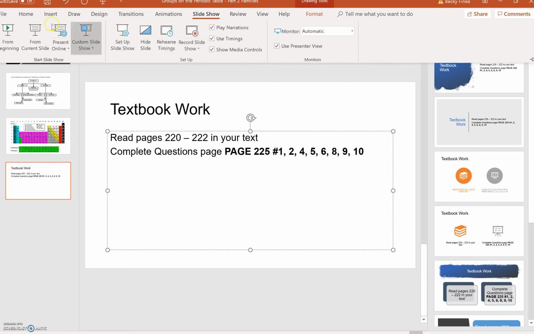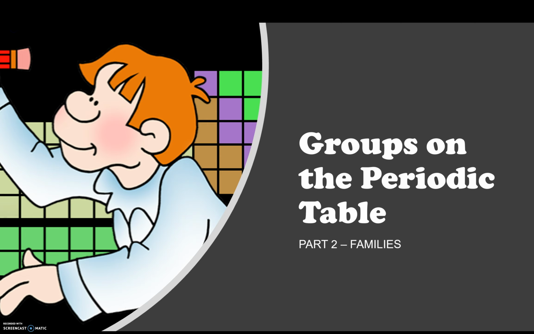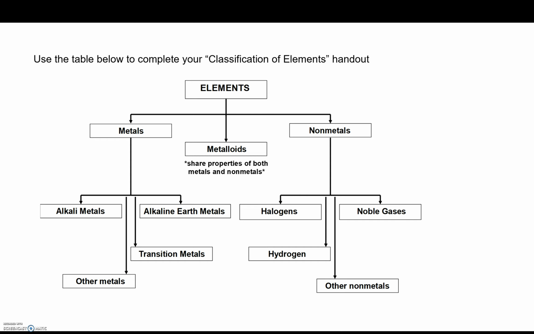So I'm just going to be taking a look here. So again, we're looking at different families on the periodic table today, so you can complete your classification of elements handout. So yesterday we made it up to this point. We learned that the elements can be divided into three main groups: metals, metalloids, and nonmetals. And we're going to be dividing these even into smaller categories today.